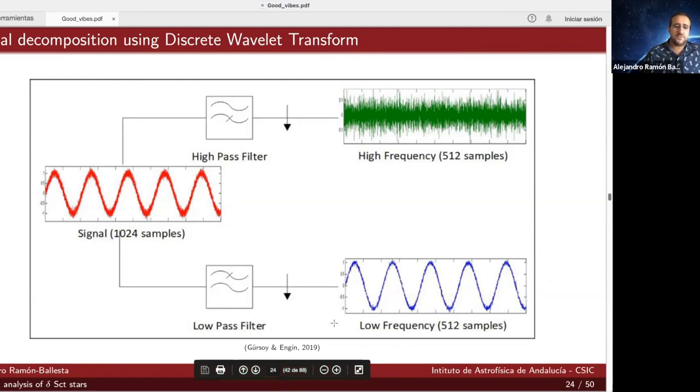One of the problems that this method has is that the signal gets downsampled, although there is a version that doesn't do this downsampling, but of course, we duplicate the amount of data to treat.